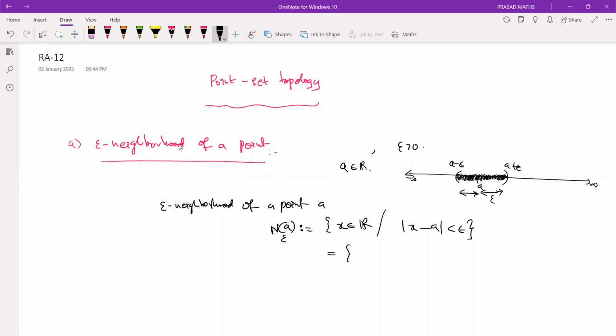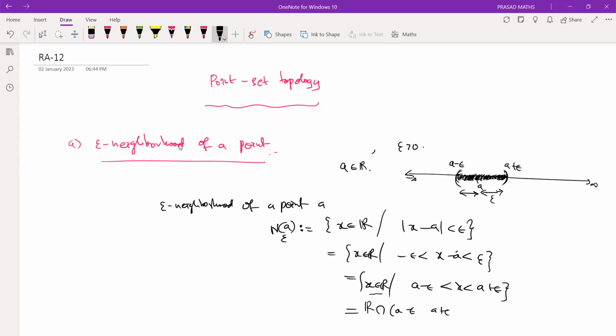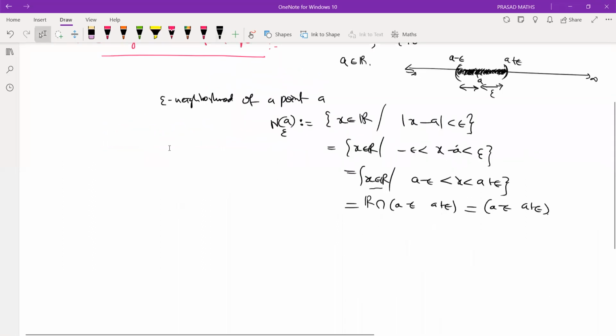What is this exactly? The set of all points such that, when you simplify, minus epsilon less than x minus a less than epsilon. That means the set of all points in R such that a minus epsilon is less than x less than a plus epsilon. That is exactly the set of all real numbers lying between a minus epsilon and a plus epsilon, precisely the interval (a minus epsilon, a plus epsilon). Therefore, the epsilon neighborhood of a point is simply a bounded interval, a minus epsilon to a plus epsilon.